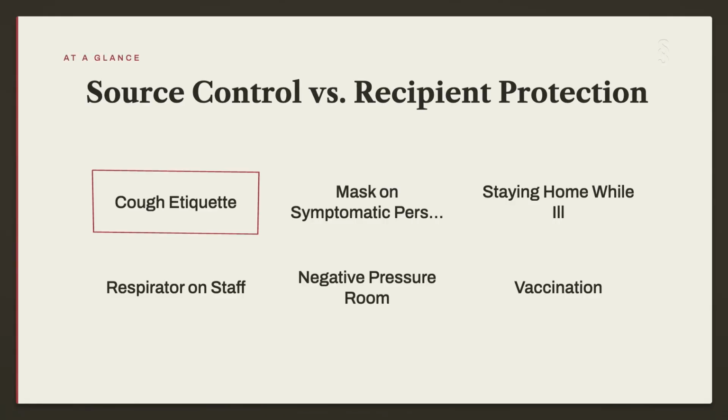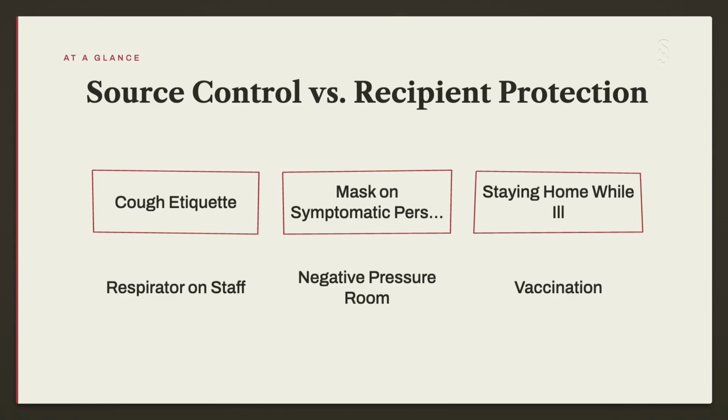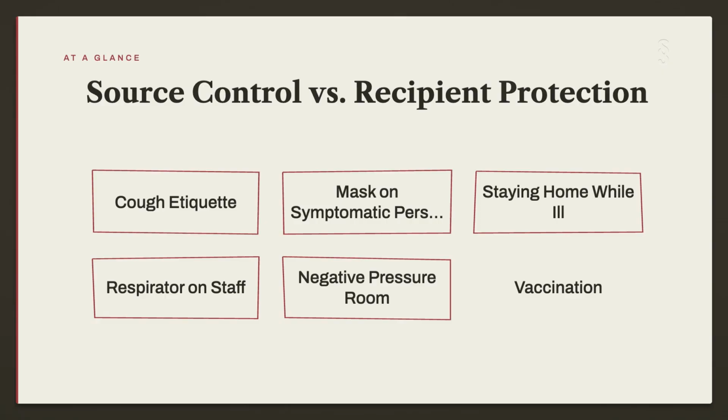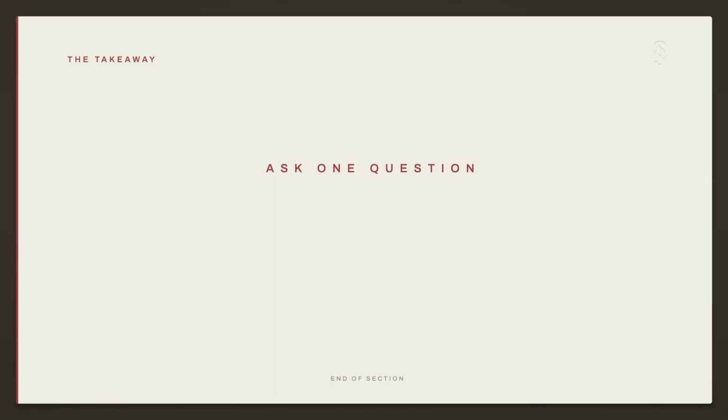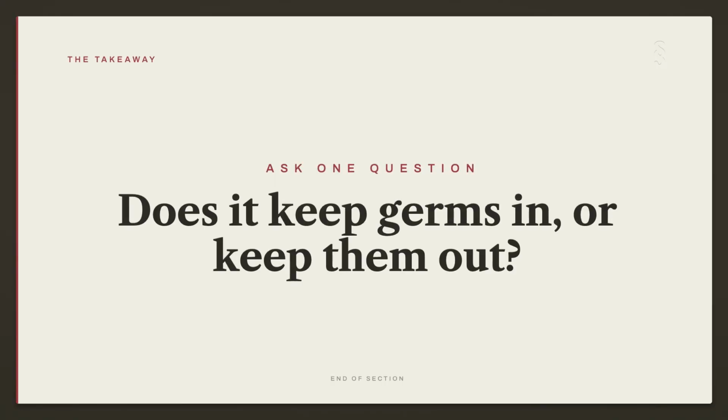Students often mix up two categories of measures. Source control, like cough etiquette, masking the symptomatic person, and staying home, keeps organisms in. Recipient protection, like a respirator on staff, a negative pressure room, or vaccination, keeps organisms out. Hand hygiene works both ways. Whenever a stem describes a control measure, ask whether it's keeping organisms in at the source or keeping them out at the recipient. That single question reveals its purpose and where it belongs.